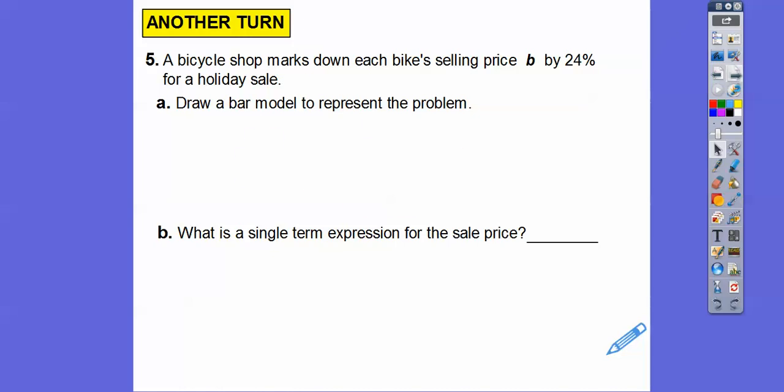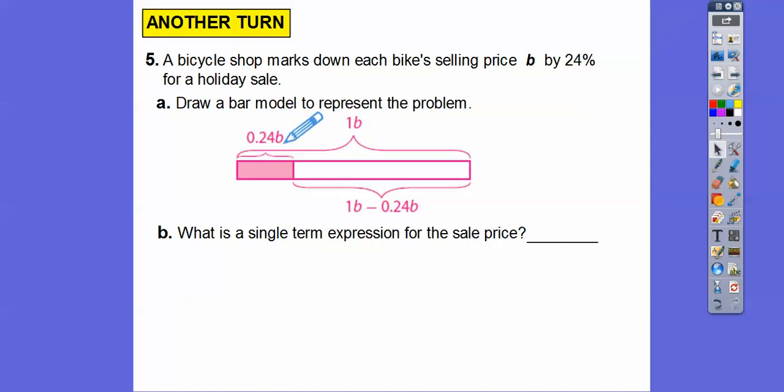Okay, since it's being taken off, here's my bar model. The whole entire bar is B. And then we're going to take off 24%, which is almost 25%, which is almost a fourth. So think of this being a half, so a little bit to the left would be 0.24 instead of 0.25. If we took this 0.24B off, then this part would represent the part that we're looking for, 1 minus 0.24B. So what is the single term expression for this? What is 1B minus 0.24B? It's going to be 0.76B.